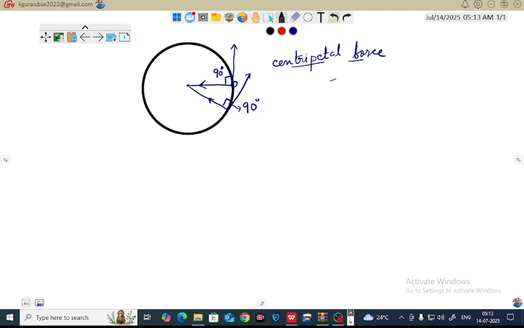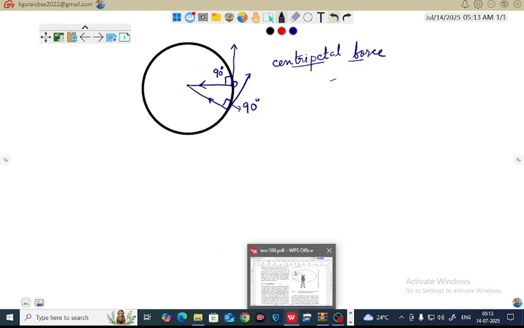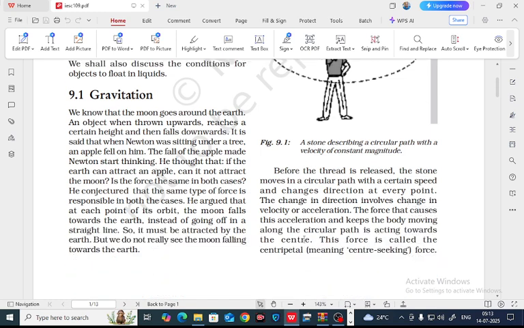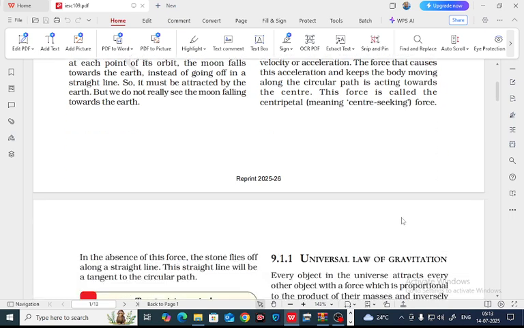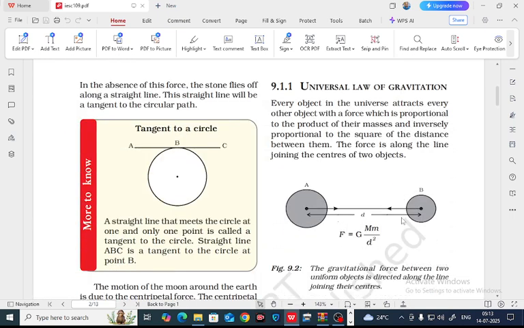Now we learn next what is given. You see this one, right? This force is called centripetal force, meaning center seeking force. In the absence of this force, the stone falls off along a straight line. The straight line will be tangent to a circle, right?